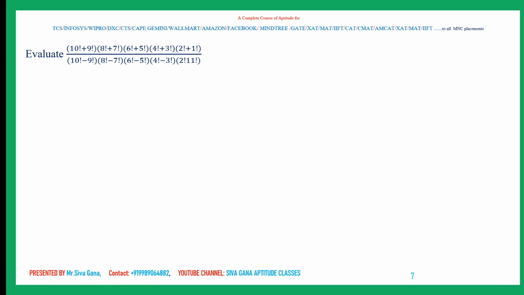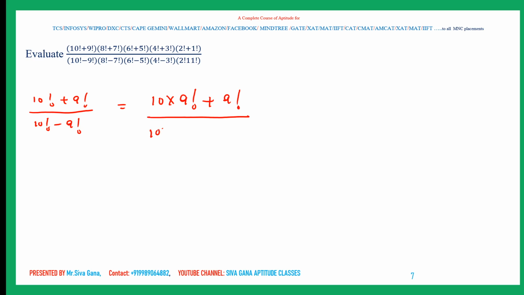Next, one of the simplification questions asked in placement examinations. Let us take the first part: 10 factorial plus 9 factorial divided by 10 factorial minus 9 factorial. What we have to do is write 10 factorial as 10 into 9 factorial, plus 9 factorial, divided by 10 into 9 factorial minus 9 factorial. If we take 9 factorial as common, 9 factorial into 10 plus 1, which is 11, divided by the denominator, where 9 factorial is also common, 10 minus 1 is 9, which means the result is 11 by 9 for the first fraction.